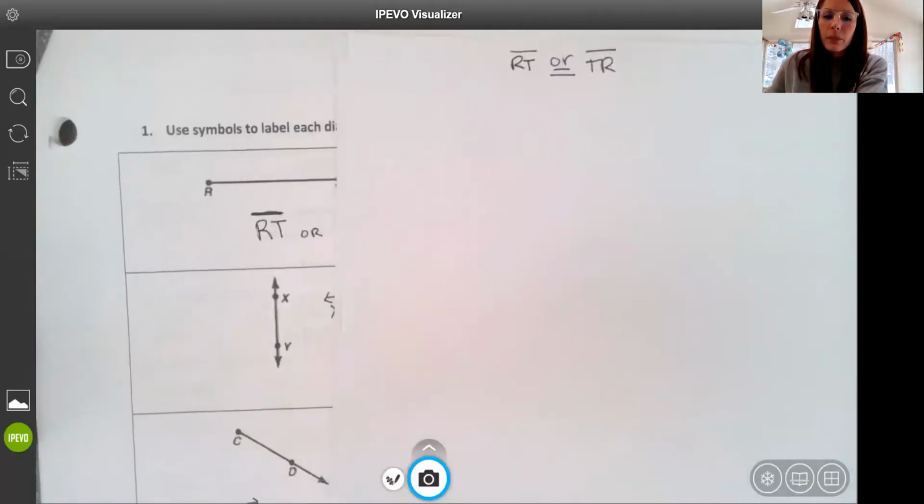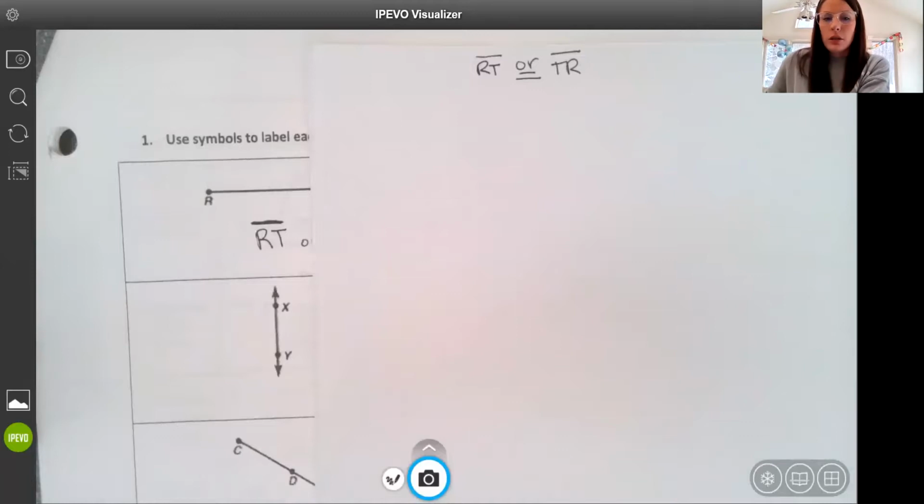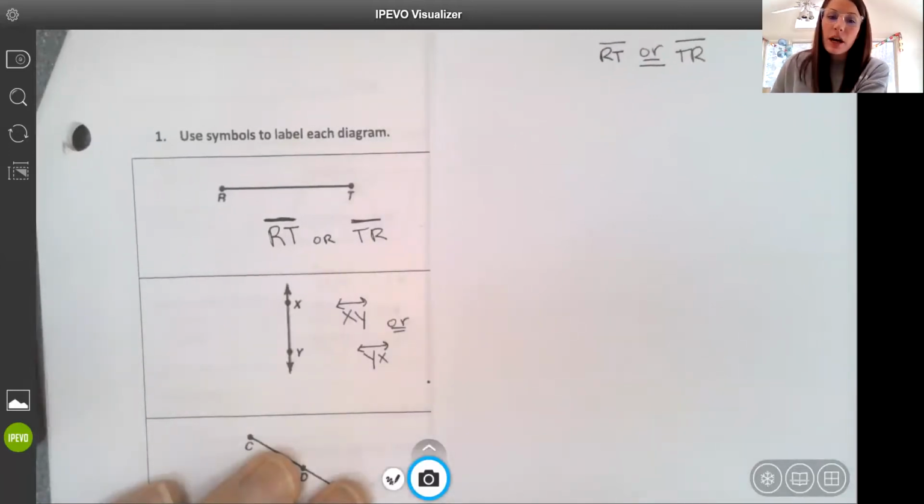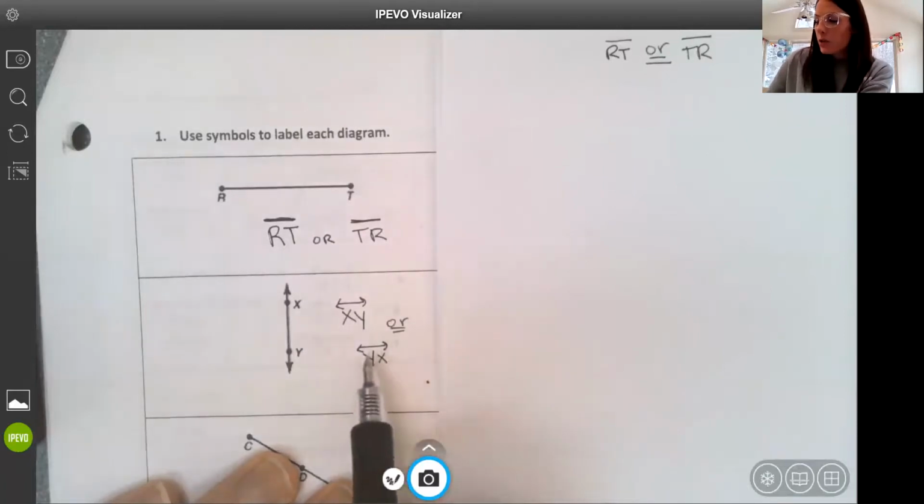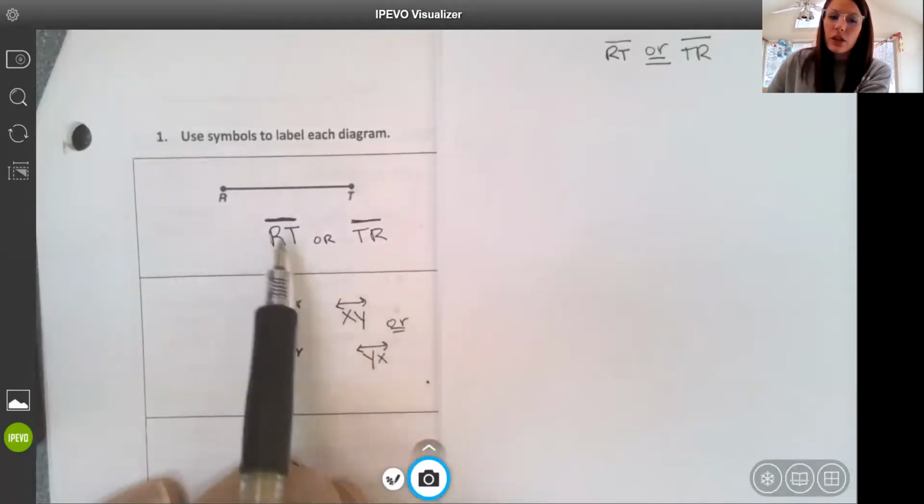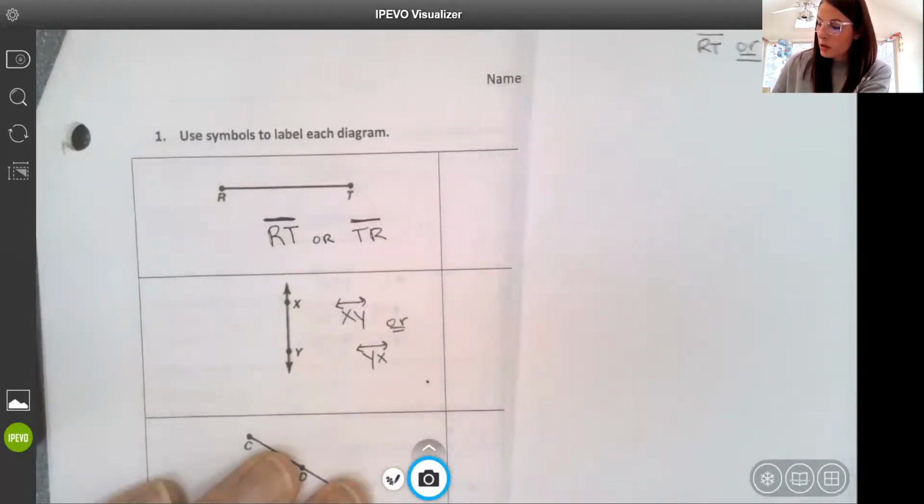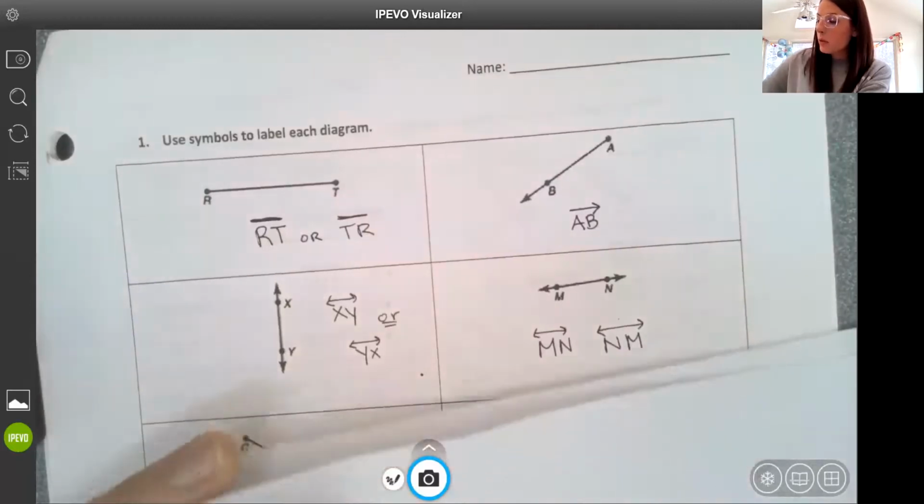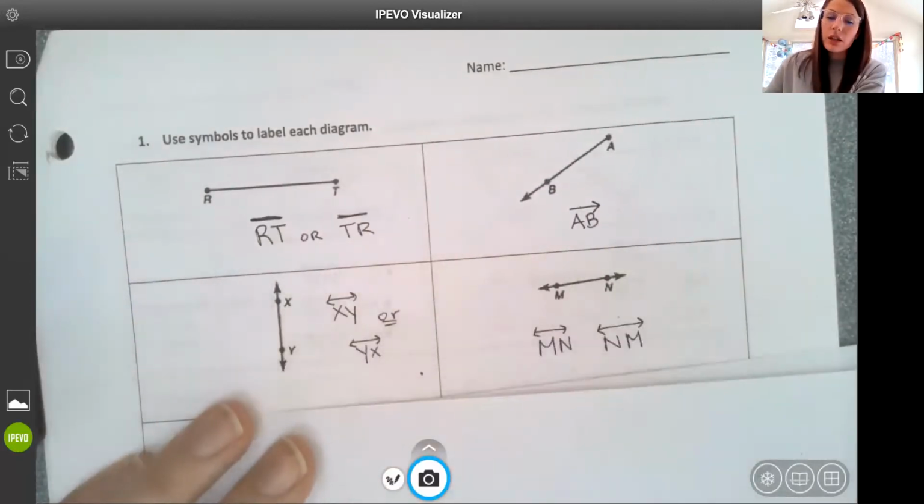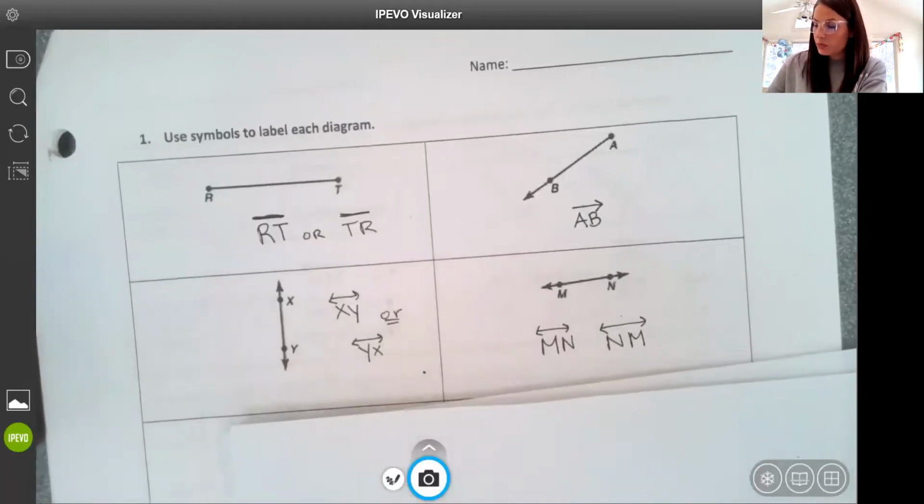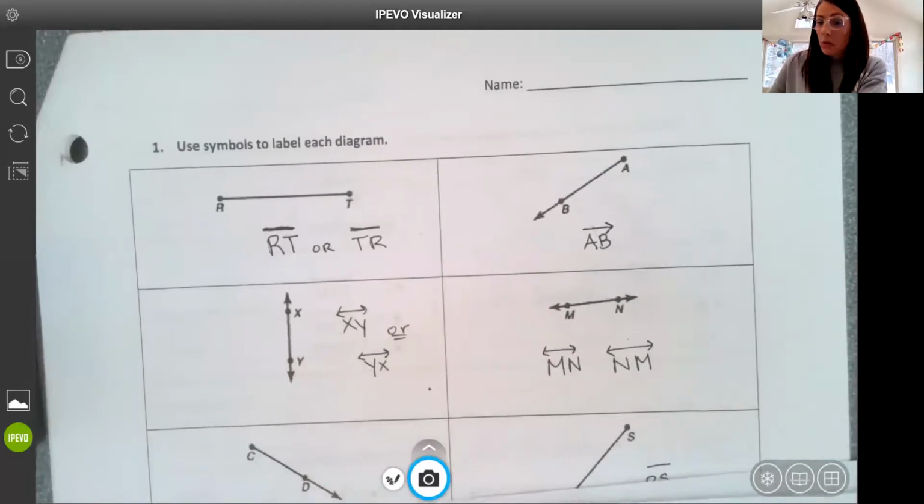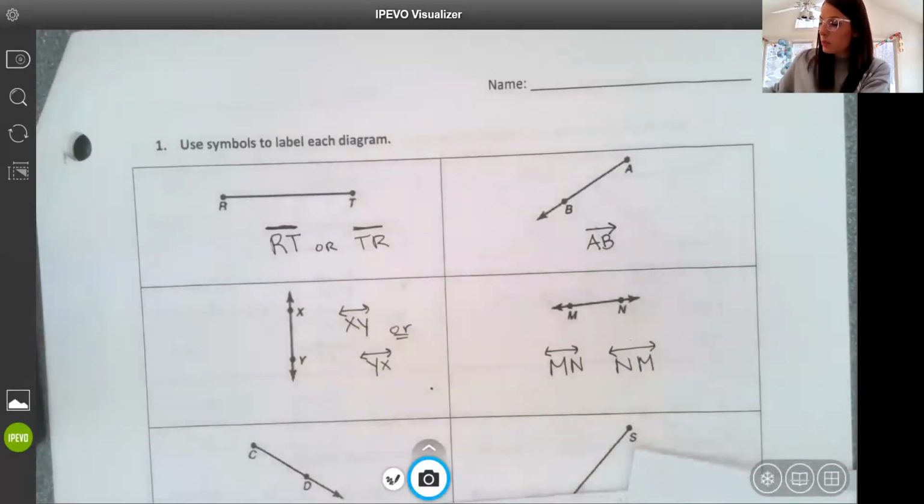Our next one is a what? It's a line, and does the order matter? No, so I could either call it line XY or line YX. Also notice how that looks different than how I labeled my segments. My next diagram is also a line. You can call it line MN or line NM. It doesn't matter, it's the same on both sides.